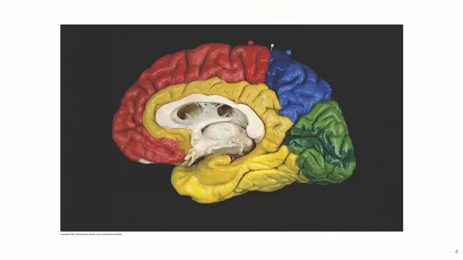Here's a sagittal view of the brain. Once more, we can define the different lobes. Here's the central sulcus. All that in red is the frontal lobe. So you can see the frontal lobe is really large. No surprise, it's responsible for all the executive functioning of the body.